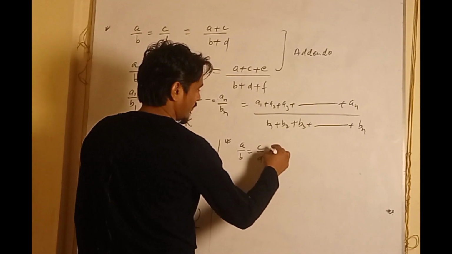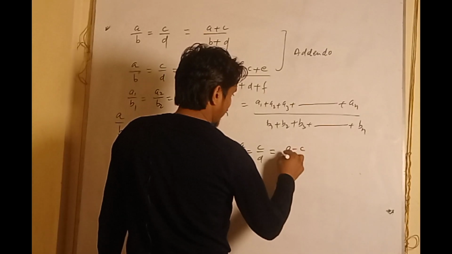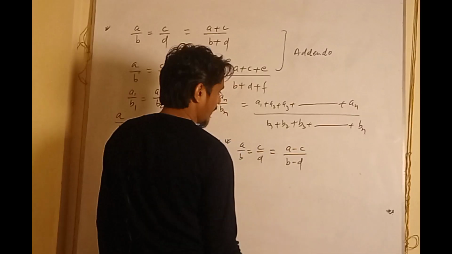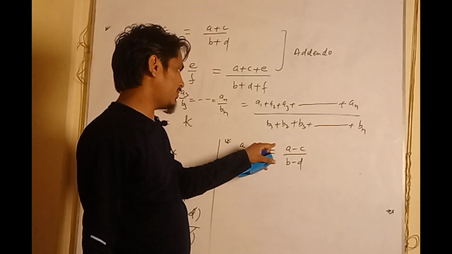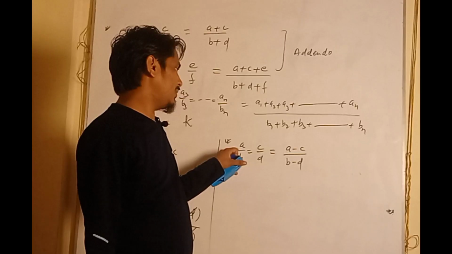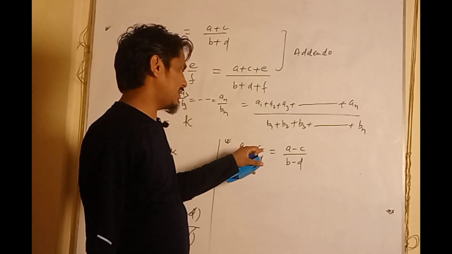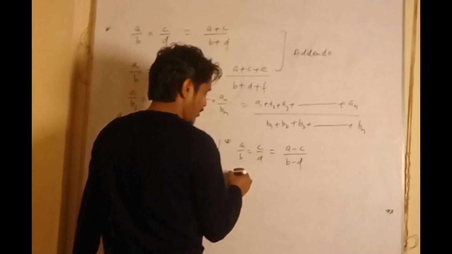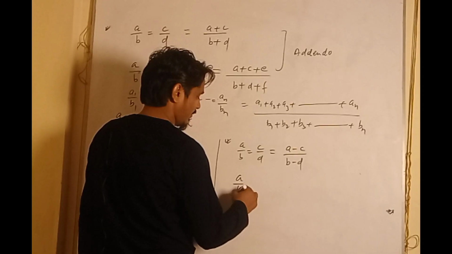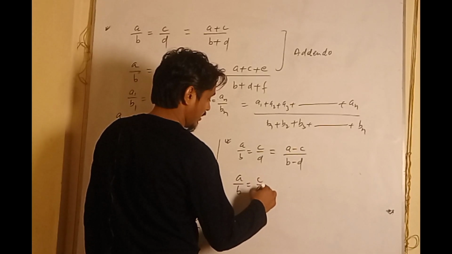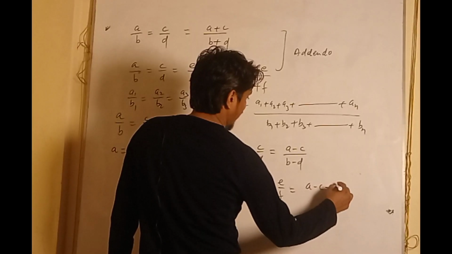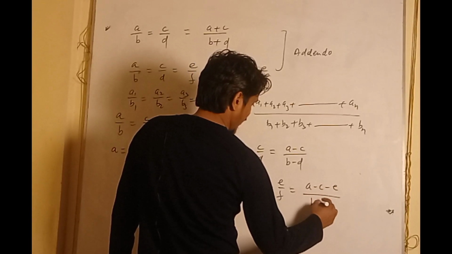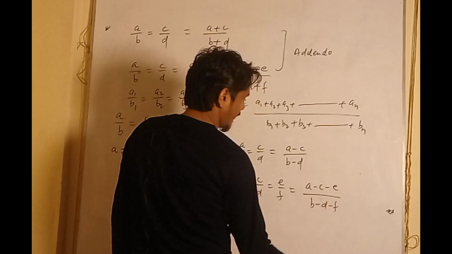Now what if we have the ratio like this, A by B is equal to C by D, and we can write it as, let's say, A minus C over B minus D, by writing the numerators of these equal to the difference of first and second, right? Or we can write it in any number of terms like this. We have A by B is equal to C by D is equal to E by F. So we can write A minus C minus E over B minus D minus F.